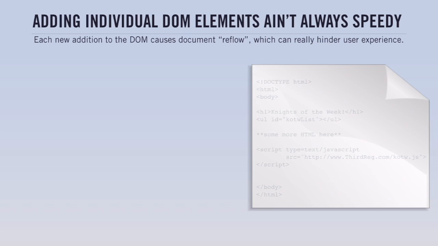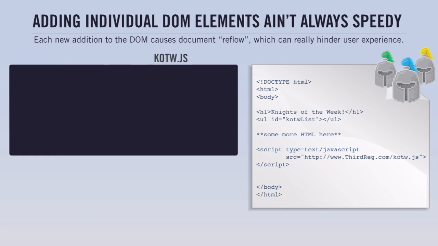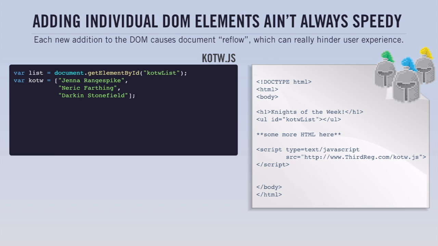Take a look at this website over here on the right. It's a Knights of the Week site, apparently, and we have an unordered list element there with an ID of KOTW list. Later on, there's a script tag that calls the KOTW.js file to be loaded. Let's take a look at that file. Inside there, we grab that unordered list element and assign it to a variable list. And then we've got this list of the Knights of the Week. There they are: Jenna Range Spike, Nearic Farthing, and Darkened Stonefield.